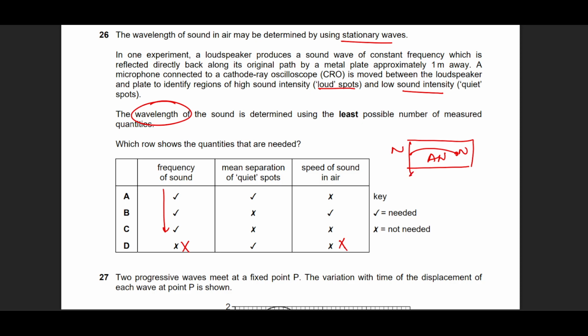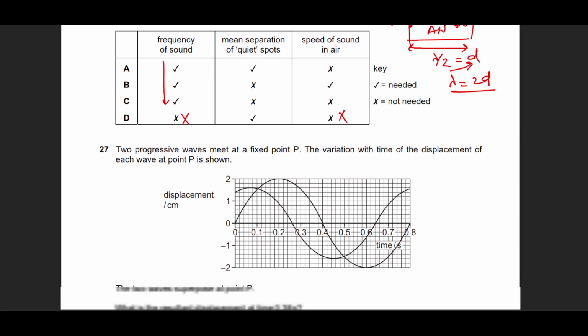You see, the quiet spots are actually the nodes. If I know the distance between the nodes, that is actually half the wavelength. So if I know the distance between respective nodes, I can simply multiply this by 2. I will get the wavelength. It will be measured easily.